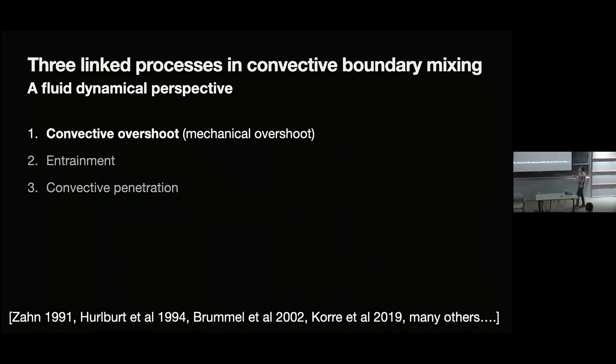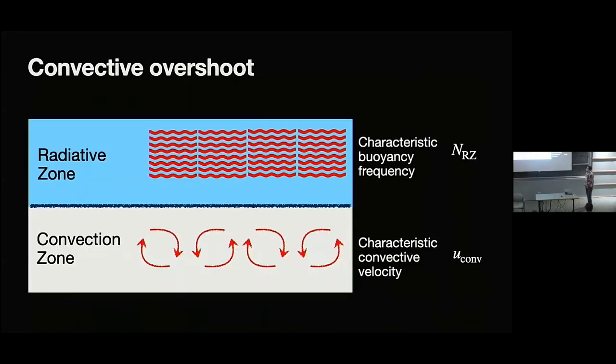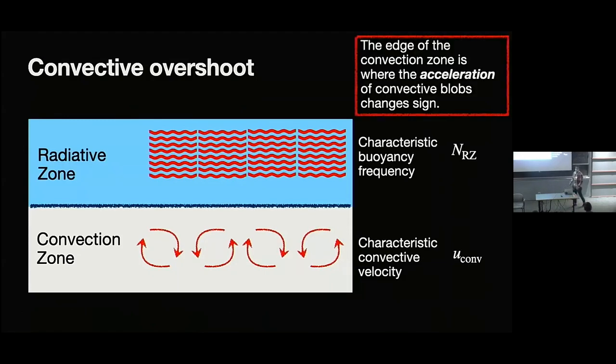And when I say convective overshoot, I'm not talking about the class of convective boundary mixing things that we might call convective overshoot in 1D stellar models. I'm talking about a process which could also be referred to as mechanical overshoot. So let's say in our radiative zone, we have a characteristic buoyancy frequency N. We have a characteristic convective velocity down in the convection zone U. And as Anne was saying, the edge of the convection zone is where the convective velocity goes to 0. But that's not where the convective velocity goes to 0, right? That's where the acceleration changes sign.